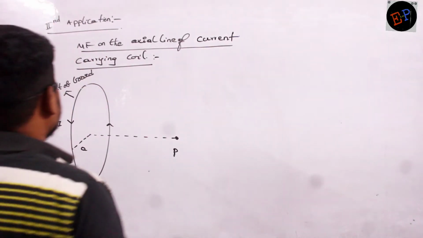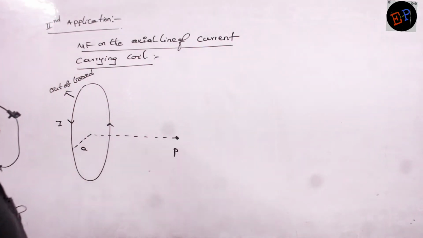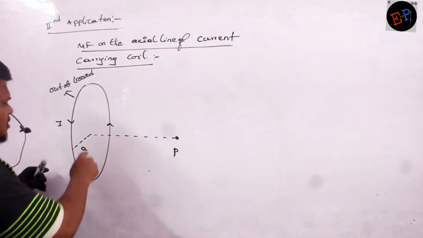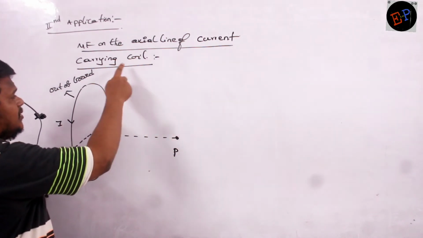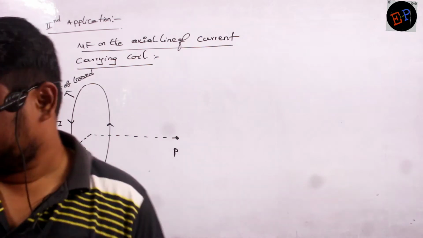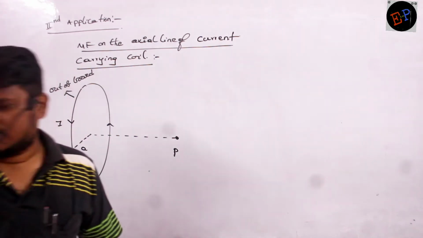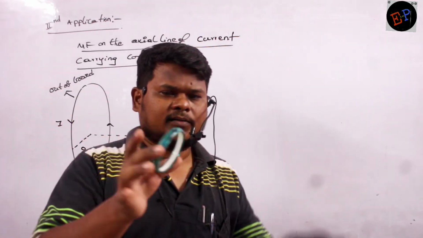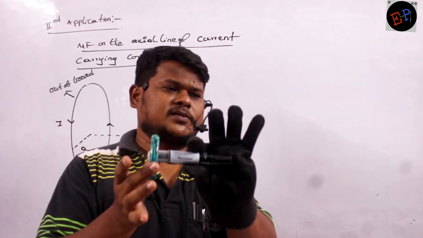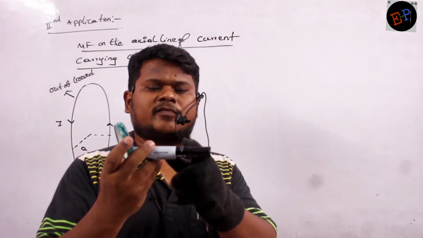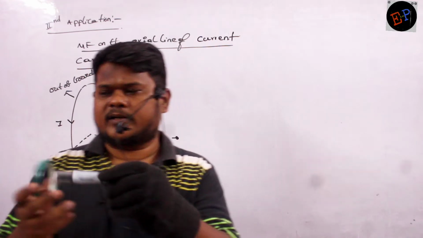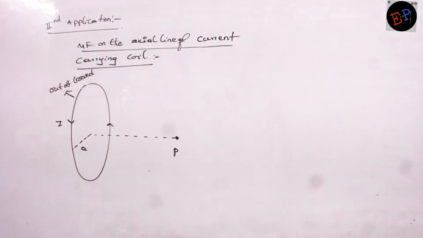Okay, the second application we are studying is the magnetic field on the axial line of a current carrying conductor. What is meant by axial line? This is a current carrying conductor. This becomes the axial line. Are you able to understand? So on this axial line, somewhere here, I want to find out the magnetic field. Let us see how we can calculate.